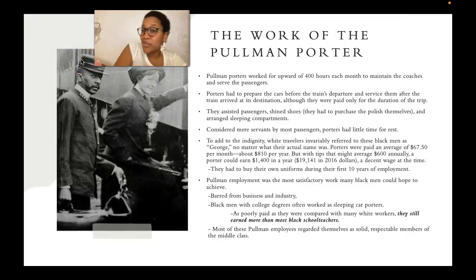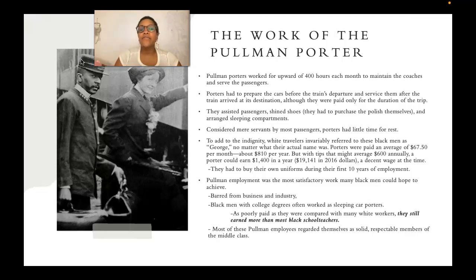However, they also had to purchase the polish for themselves. And they also had to arrange sleeping compartments. They basically were considered servants by most passengers. And so therefore they had little time to rest while they were on the road. And to add to it, you have many white travelers who would invariably refer to these black men as George. It didn't matter what their actual name was, they just called them George.